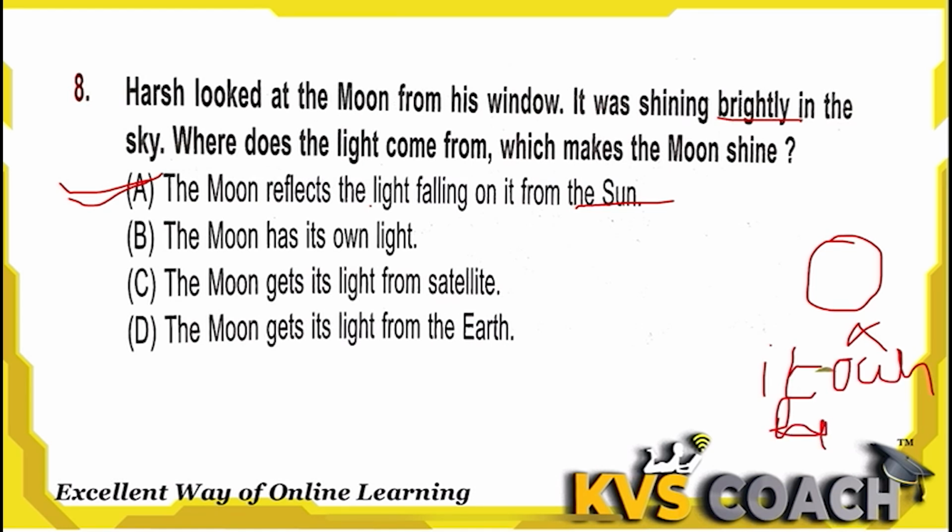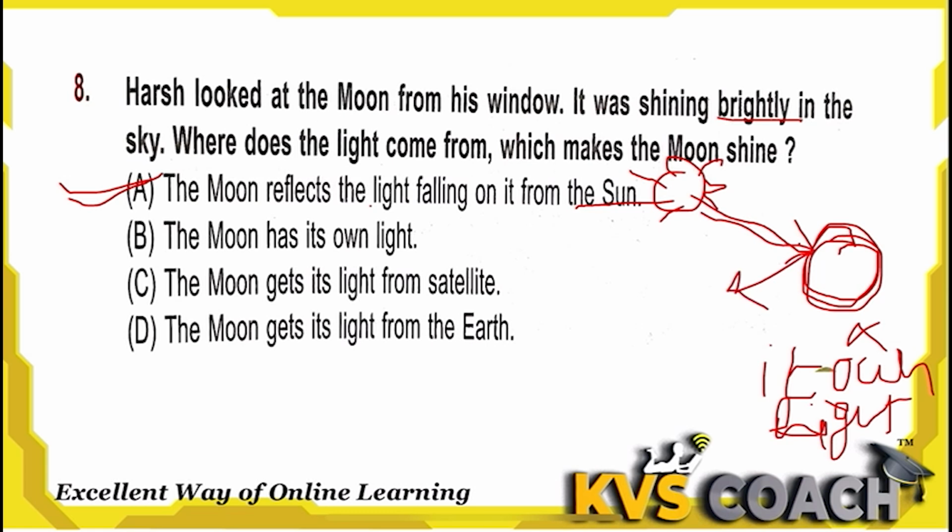It means the moon is a non-luminous body. But when sunlight reflects on the moon surface, it shines. So it reflects the light falling from the sun to the earth or in the space. So that's why the moon reflects the light of the sun, that's why it shines. So option A is the right answer. This is actually the process.